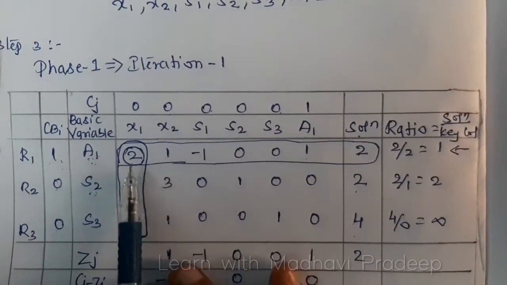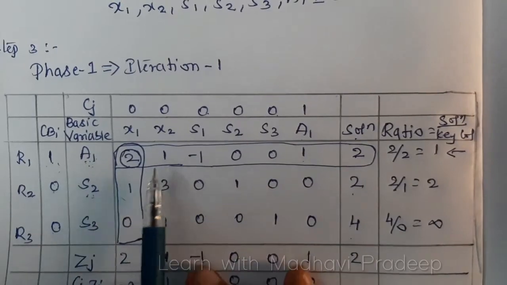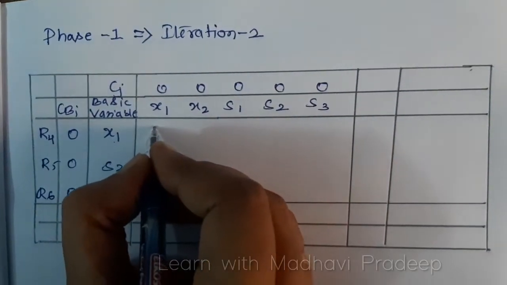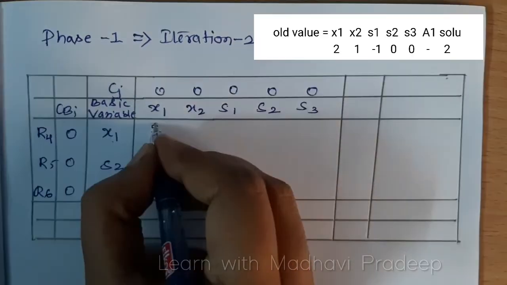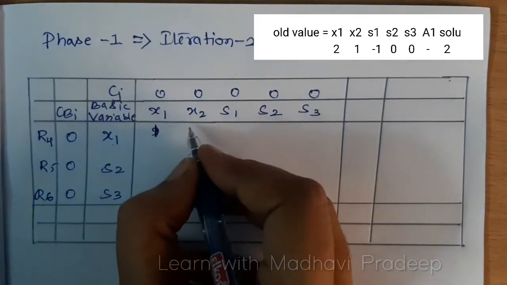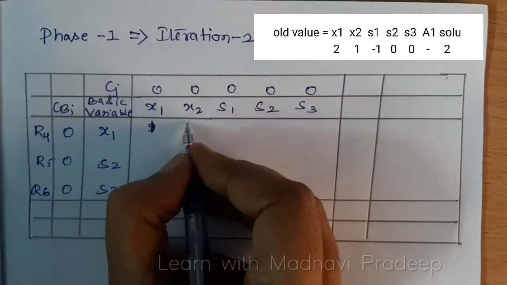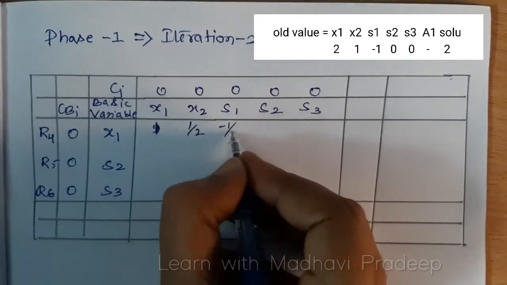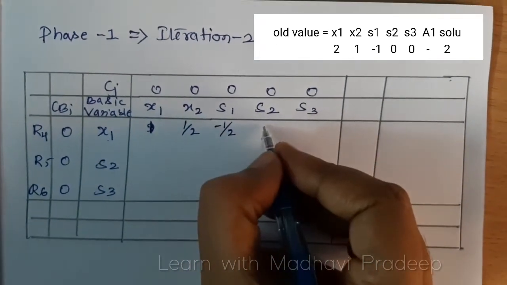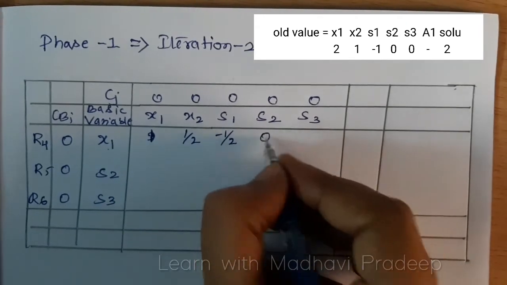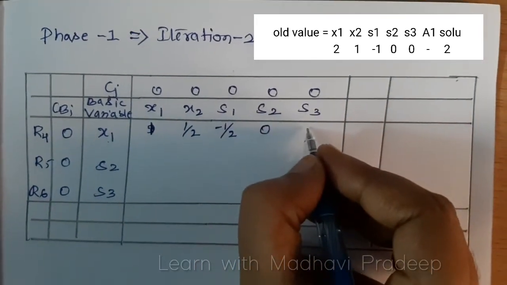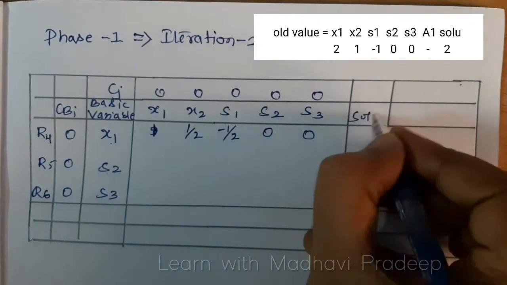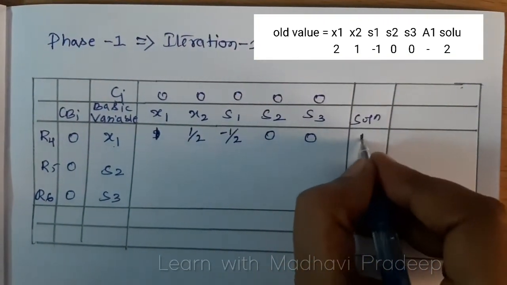Like that, the complete row we have to divide by 2 and assign that value in the iteration 2 table. The first value we had is 2, 2 by 2 is 1. Next, 1 divided by 2 is 1 by 2. Next is minus 1 divided by 2, which is minus 1 by 2. Then we have 0, and 0 divided by 2 is 0. Then again we have the S3 value 0, and 0 divided by 2 is 0. For A1 don't calculate, and calculate for the solution. So 2 divided by 2 is 1.